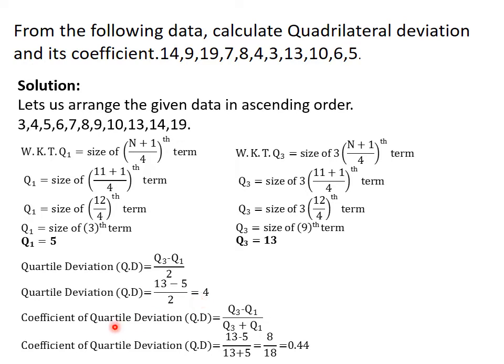Next we have to find the coefficient of Quartile Deviation. The coefficient of Quartile Deviation is obtained using Q3 minus Q1 divided by Q3 plus Q1. So Q3 we obtained as 13 and Q1 we obtained as 5. Now substitute those two values in the respective places and simplify to get the value of the coefficient of Quartile Deviation, which is nothing but 0.44. This is an example for raw data.